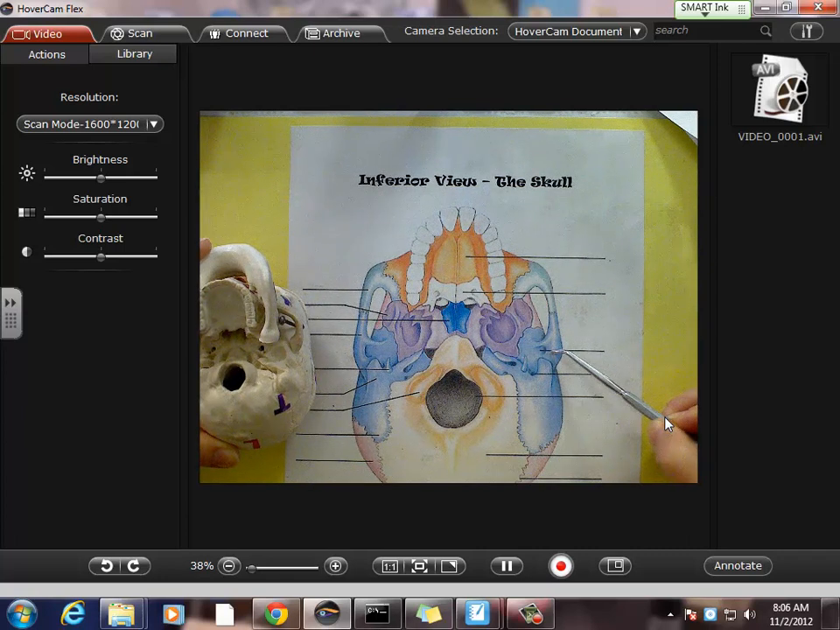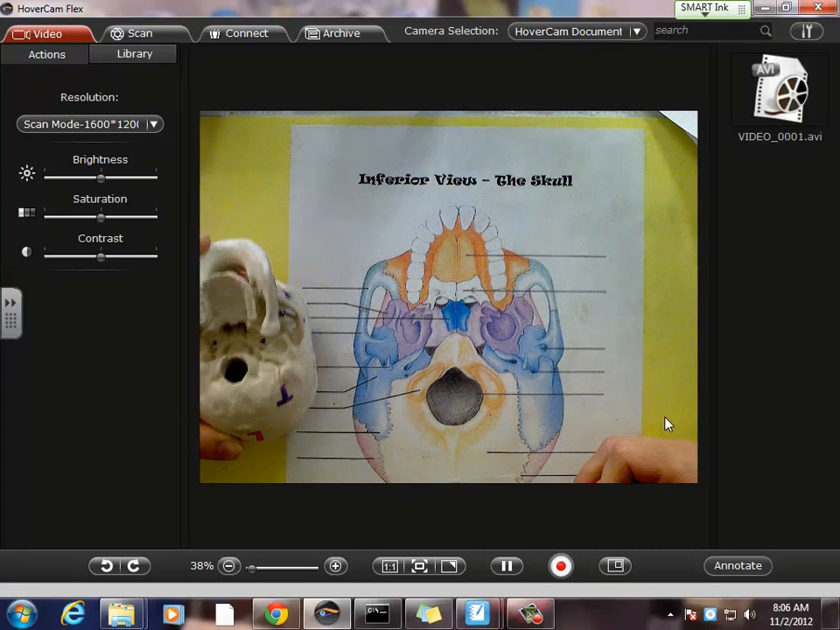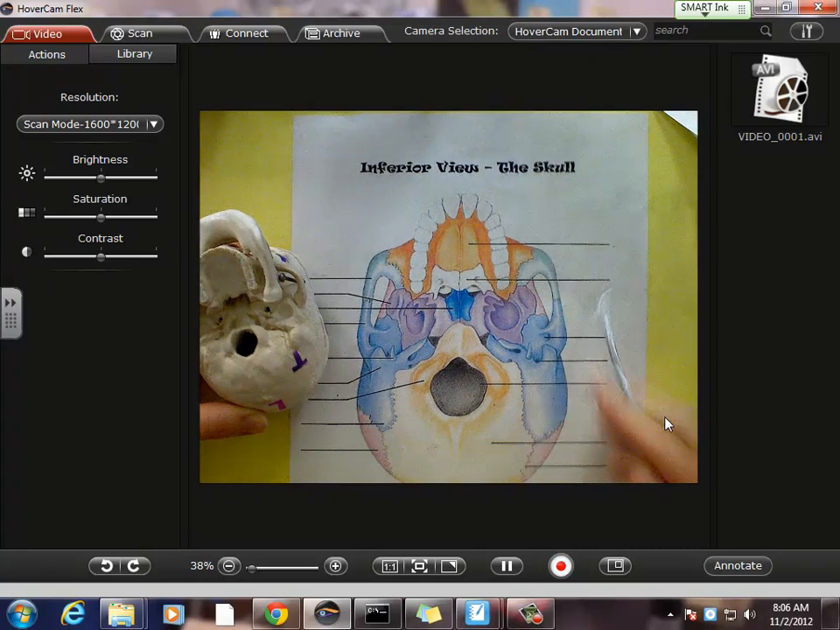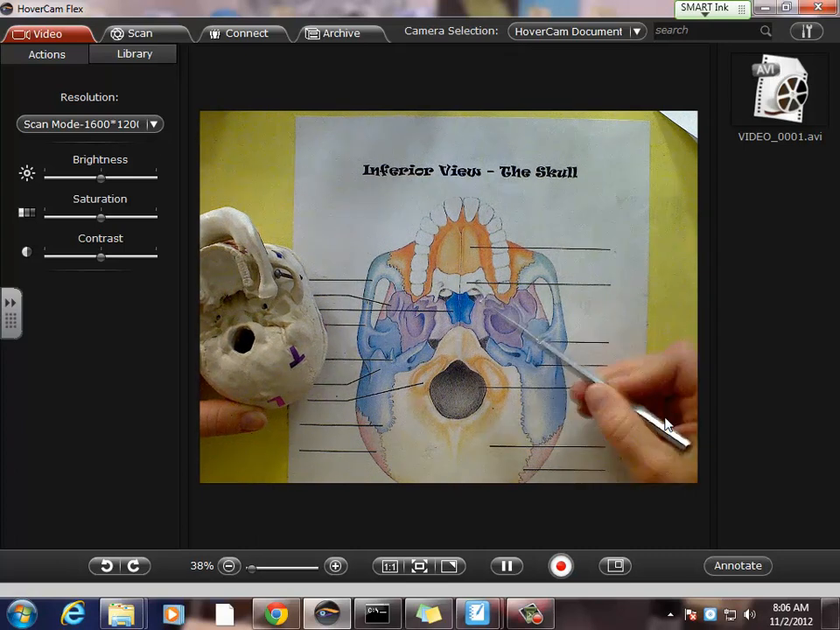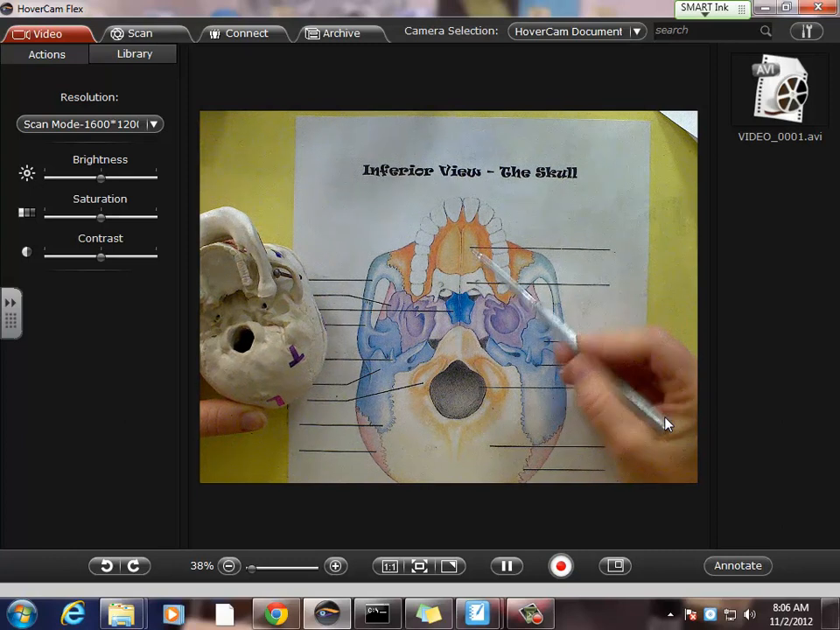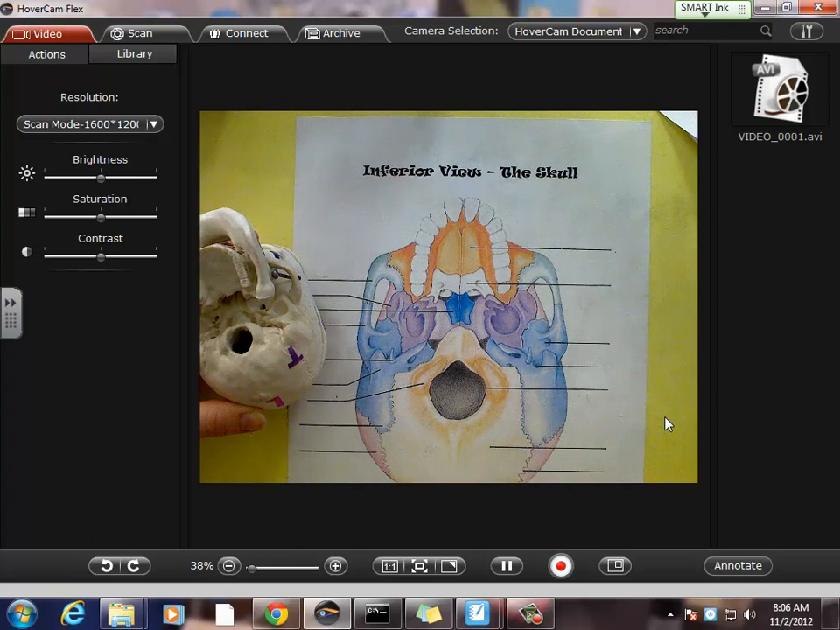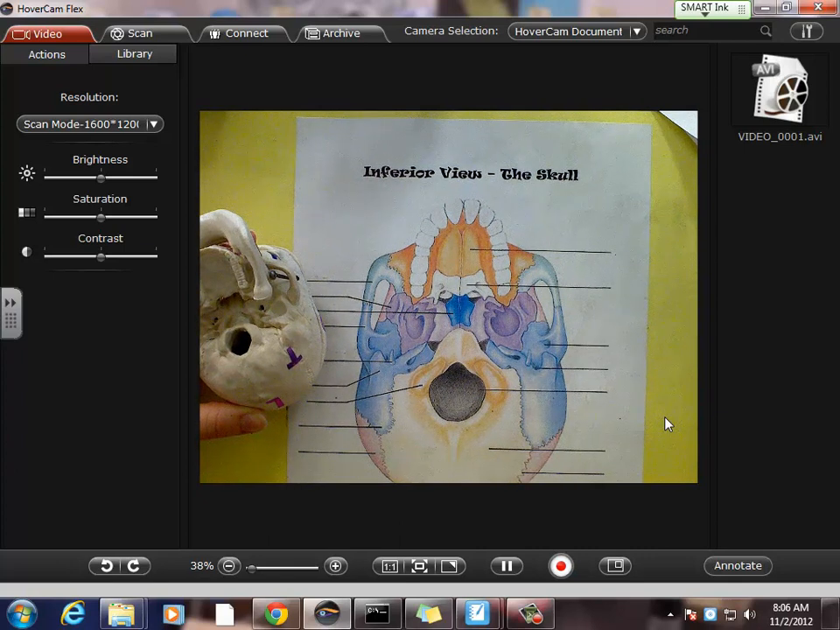Remember the others that we just learned, external occipital protuberance, foramen magnum, occipital condyles, foramen lacerum, jugular foramen, carotid canal. Palatine bone is here, horizontal plate. Hopefully this will wrap up all of the smaller structures that you need to observe on the skull. Please label them on your diagrams.